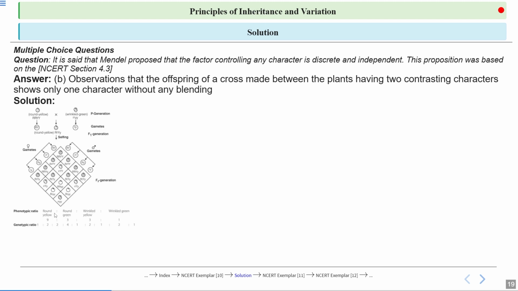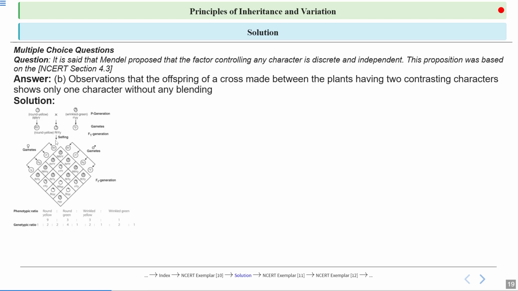So you can see here, this is a dihybrid cross. This is a cross between a plant having round and yellow seeds with a plant having wrinkled and green seeds. The genotype is also written. Clear? Then the gametes produced by each of the parents are written here. One of the parents is homozygous dominant, the other parent is homozygous recessive. Then the F1 generation is heterozygous, having capital R small r, capital Y small y. You can self the F1 generation to get the F2 generation.